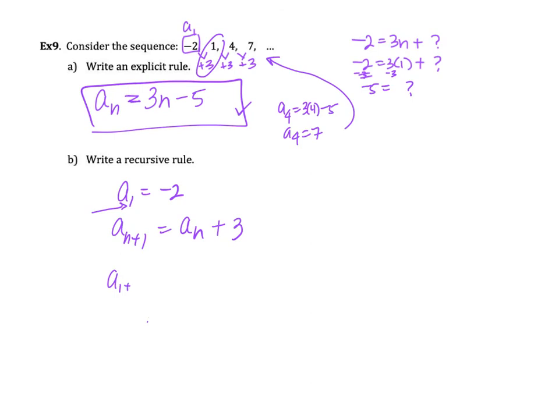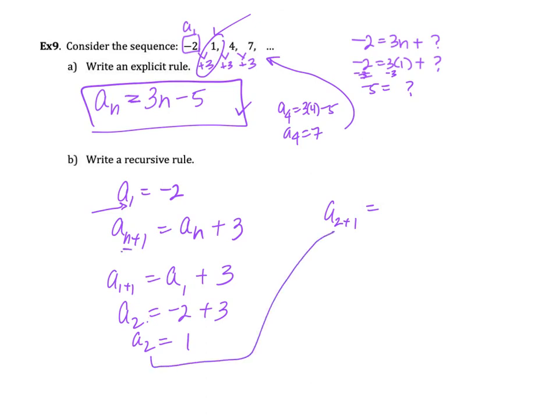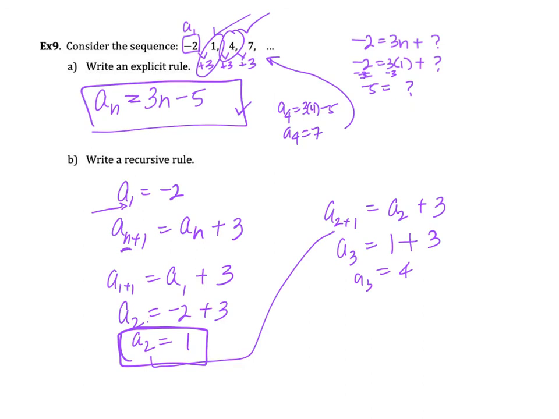If I want to get my second term, I plug in my first term and add 3. So I plug in my first term, add 3, I get a 1, check. That's what I have up here. I have a 1. If I want to get my third term, I plug in a 2, right? So I plug in a 2 here. So I get a sub 2 plus 3. So my third term is my second term, which is 1, and then I add 3. So yes, my third term is in fact 4. So my recursive rule is right here.